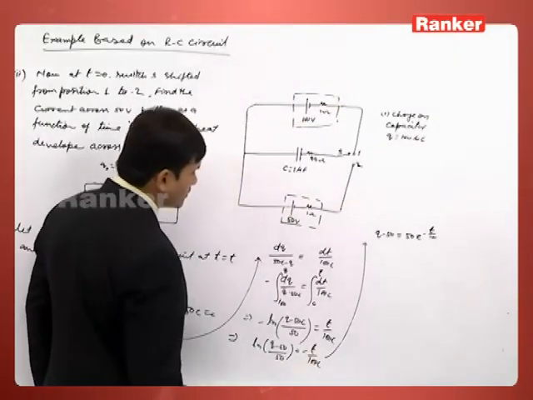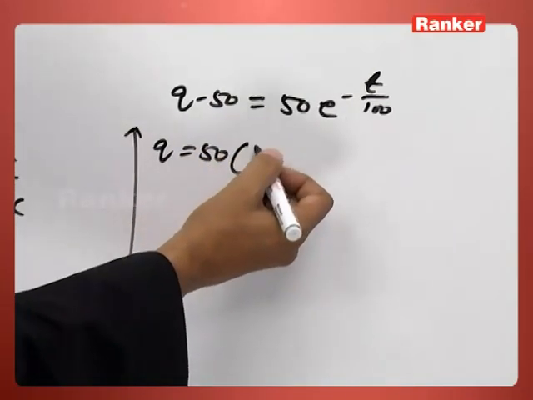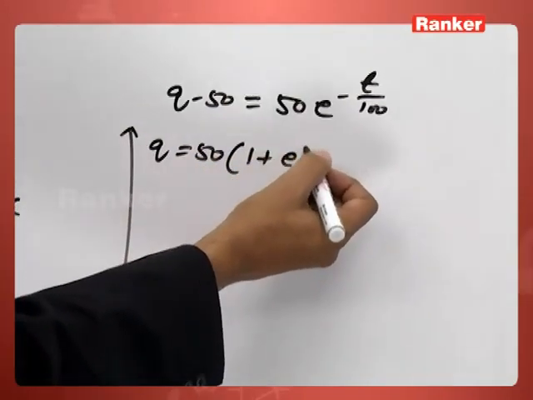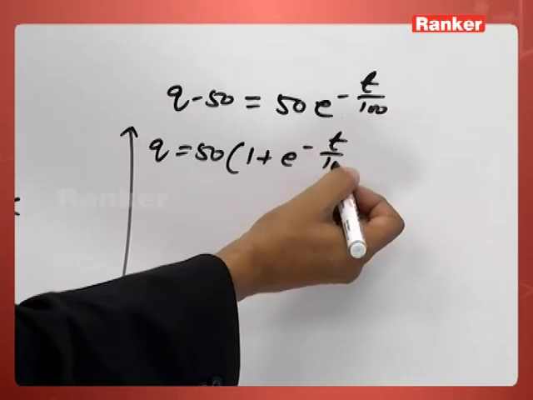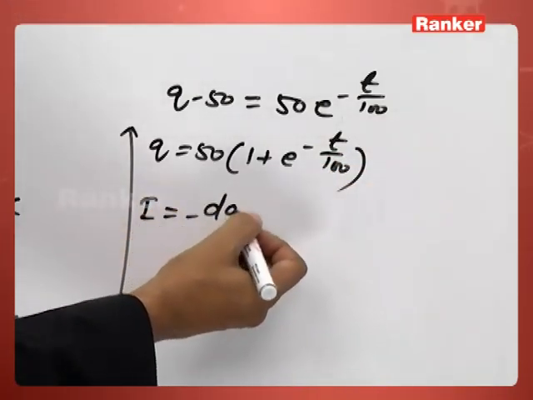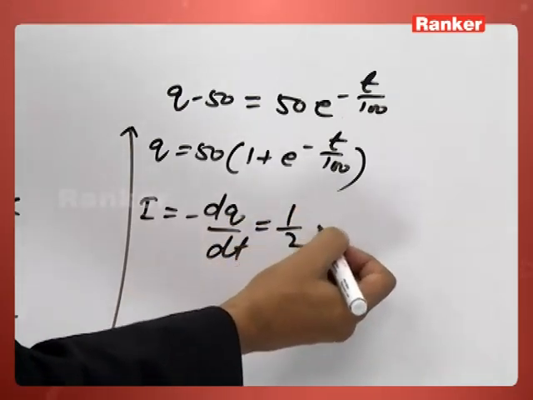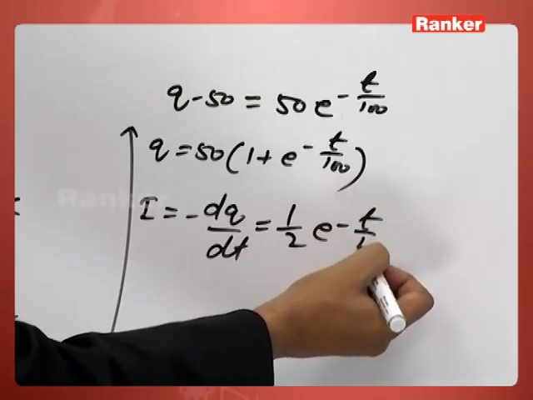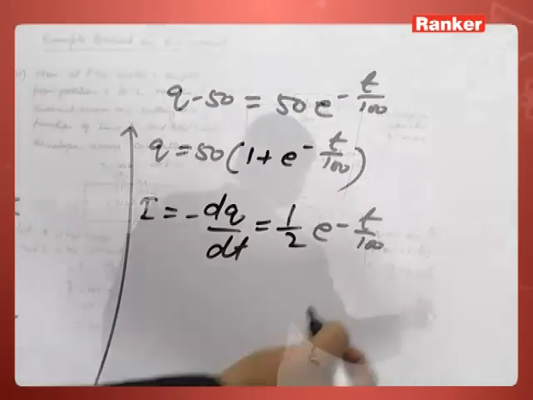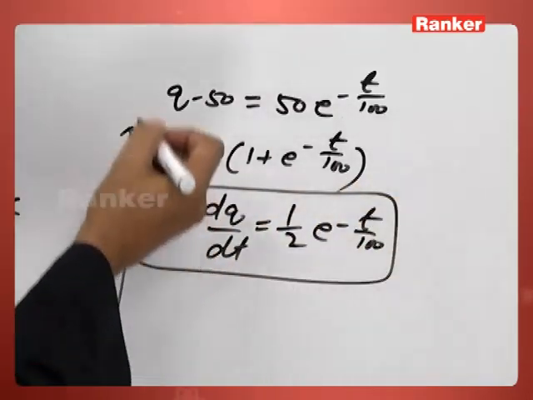The C value we can substitute again. The Q is 50 times (1 plus e to the power minus t by 100). So the current I is minus dQ by dt, which is 1 by 2 e to the power minus t by 100. This is the value of current.